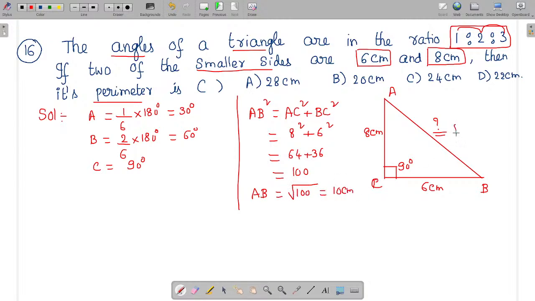So now, as we know all the lengths of the sides, the perimeter we can find in a very simple manner. What is the perimeter? 6 plus 10 plus 8. 16 plus 8 is 24 centimeters. So this is the answer. So now C is the right option. I hope it's very clear to you. బహుశా మీకు అర్థమైంది అనుకుంటాను.